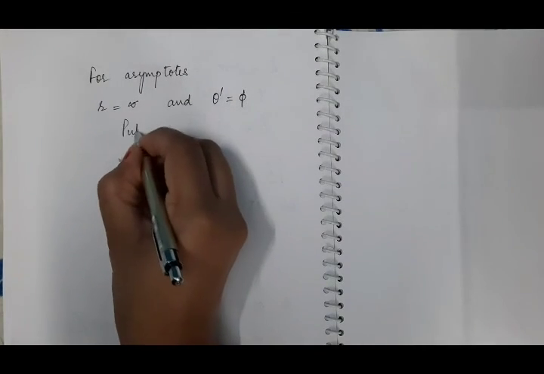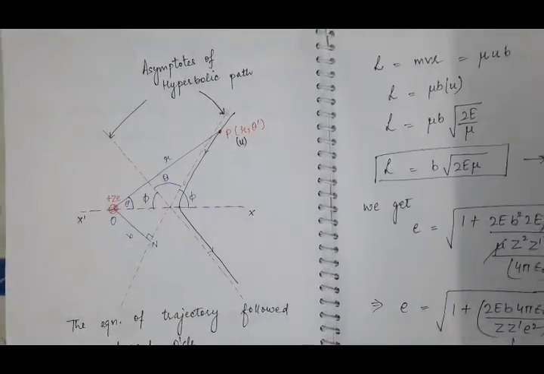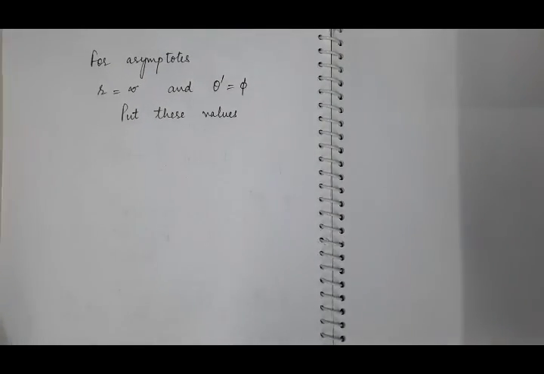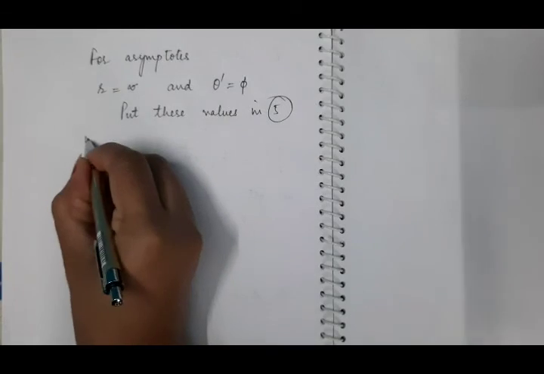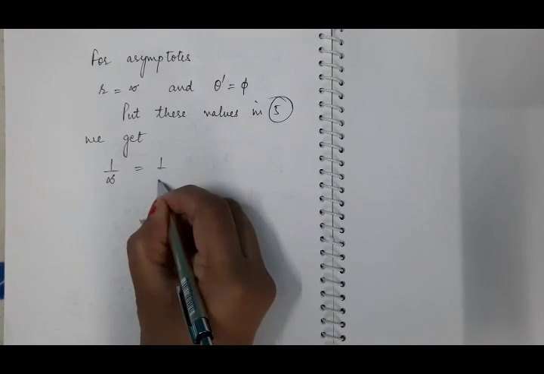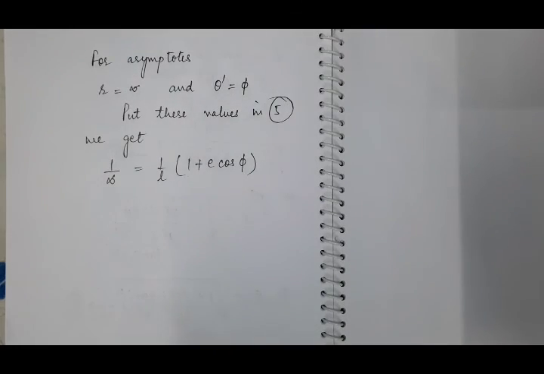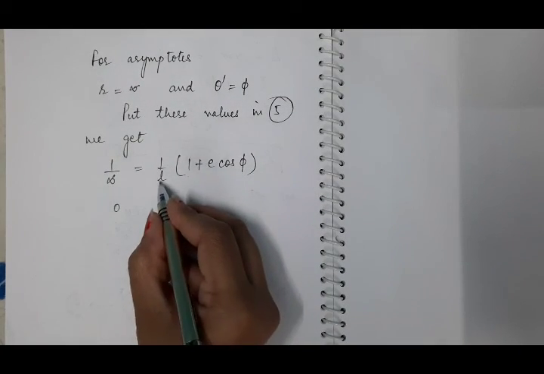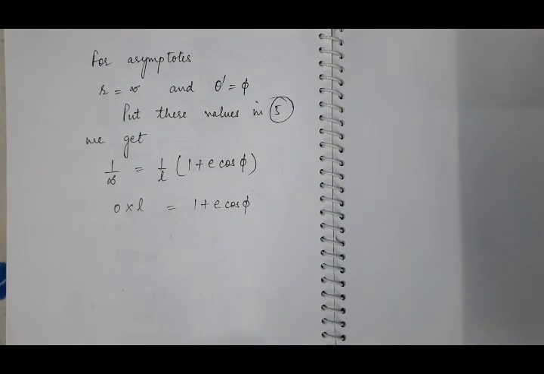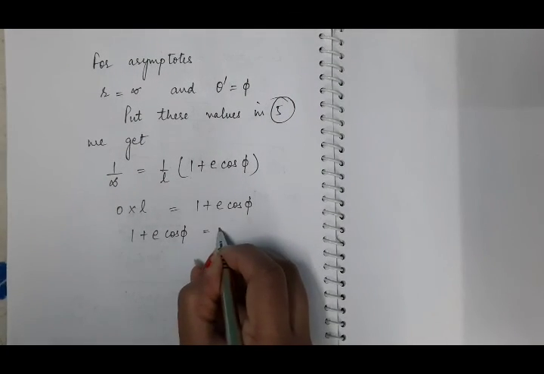And put these values in the equation of trajectory. And what is that? That is our equation number 5. Put those values in equation number 5, and what you will get? We get 1 by r, meaning 1 by infinity, is equal to 1 by L into 1 plus e cos theta dash, which is phi. 1 by infinity is 0, 0 into L will be 0. Here we have 1 plus e cos phi. So 1 plus e cos phi is equal to 0.